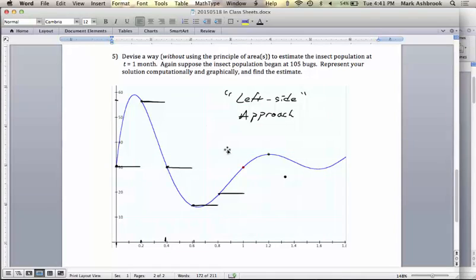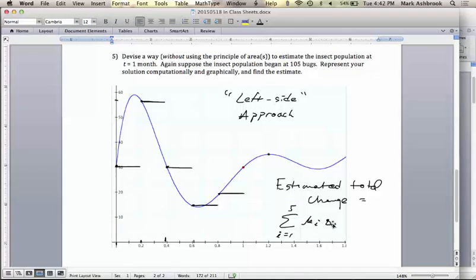So again, our estimated total change is the sum. In this case, we got 5 intervals, from i equals 1 to 5, of k sub i delta x. And that's just k delta x plus k delta x plus k delta x plus k delta x plus k delta x. It's a shorter way to write that. Capital Greek sigma means sum.